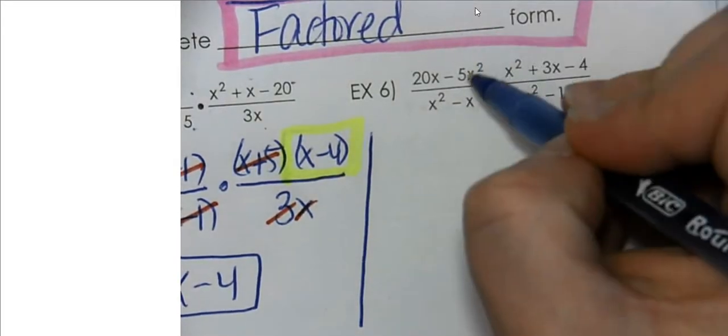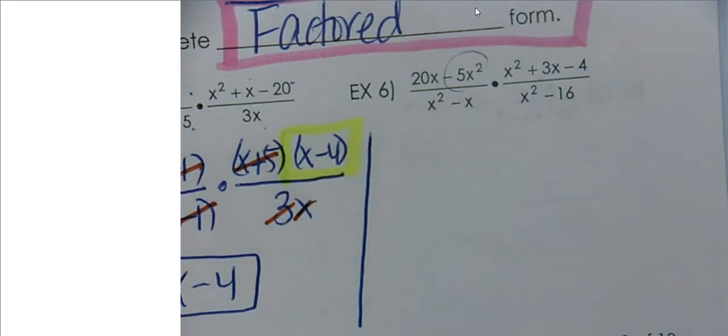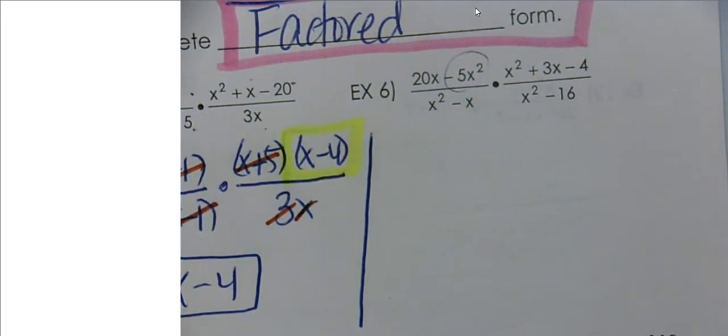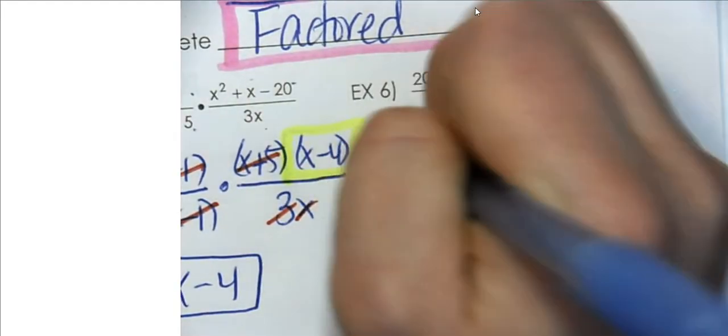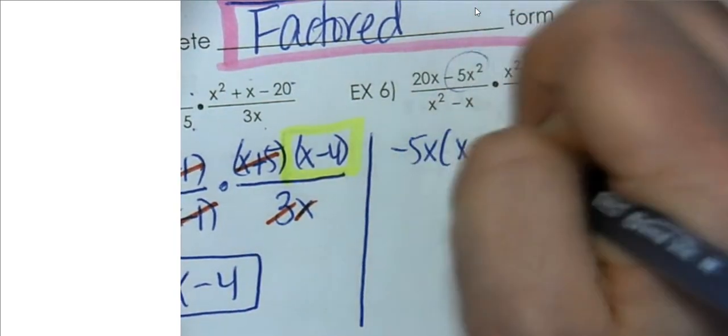Example 6, I always want my leading coefficient to be positive. I know I've talked about that a lot, but if we can make sure that leading coefficient is positive, make sure you factor out a negative. So I'm going to start off by factoring out a negative 5x. Leftovers is going to be an x minus 4.